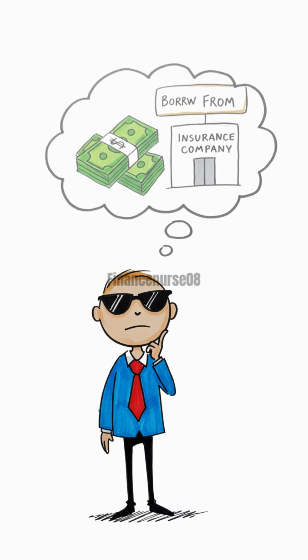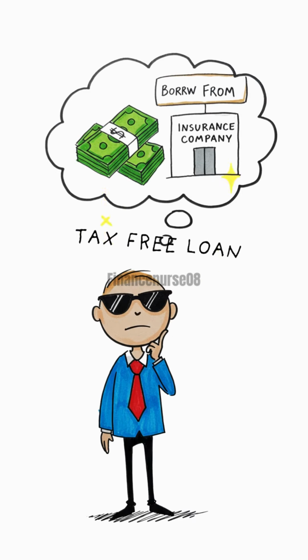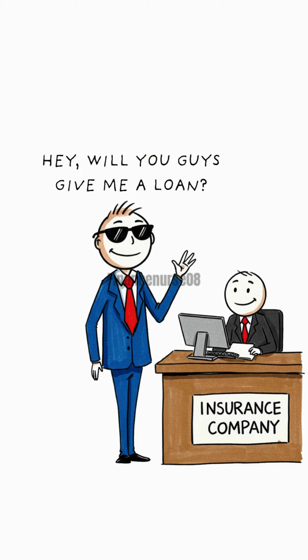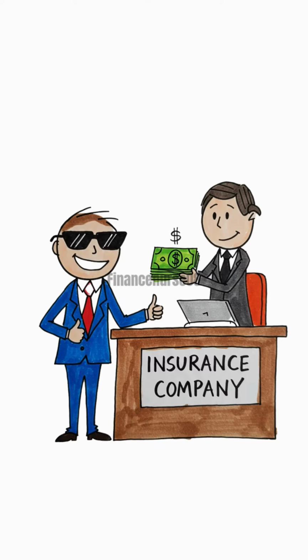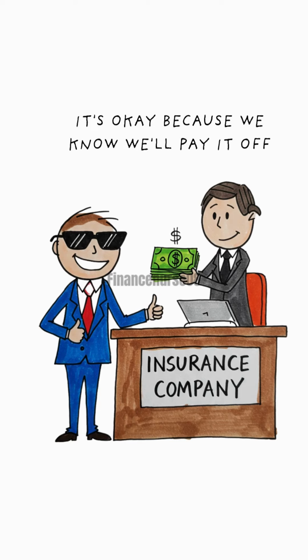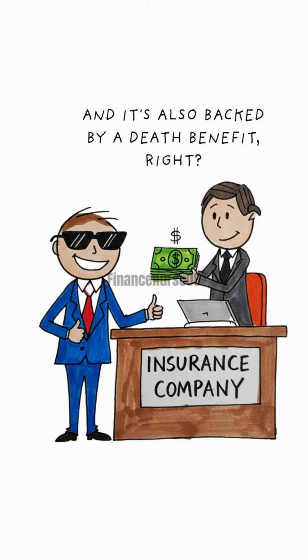And when John wants to borrow from it, John takes a tax-free loan from his cash value account. He's like, hey, I have this cash in my account. So he goes to the insurance company. He's like, hey, will you guys give me a loan? Because you could collateralize it with the cash in my account. And then the insurance company is like, yeah, here you go, John. Here's a loan. Go do whatever you want. And if you die, it's okay because we know we'll pay it off with the cash in your account. And then it's also backed by a death benefit, right? So this whole cycle just keeps rinsing and repeating.